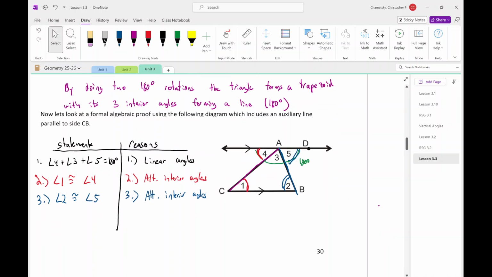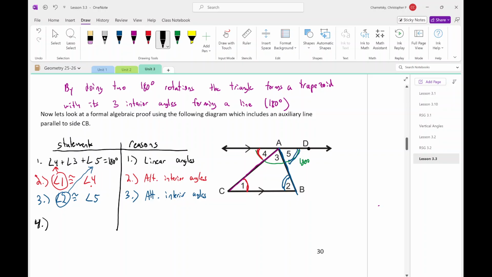Okay, so now I have those alternate interior angles, we have those as congruent. I'm going to make some substitutions here. So I'm going to substitute 1 into 4, and I'm going to substitute 2 into 5. Basically replacing them since they are congruent.